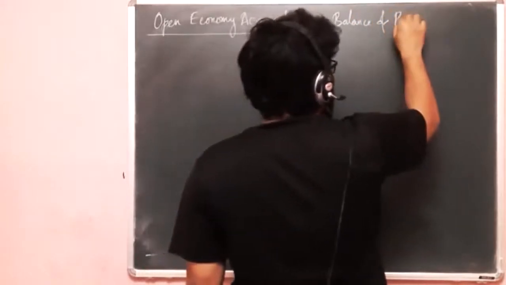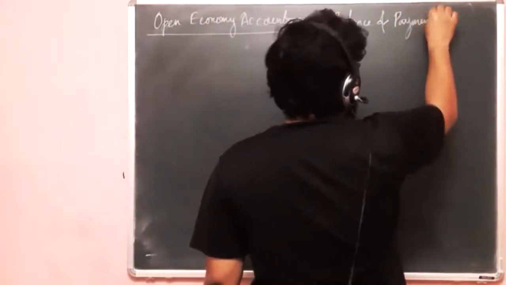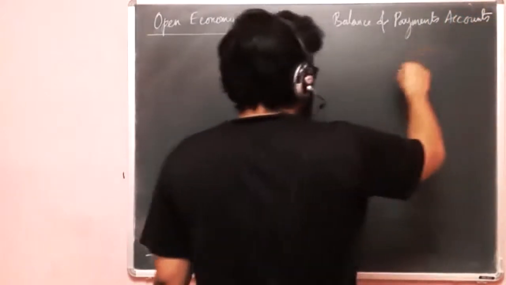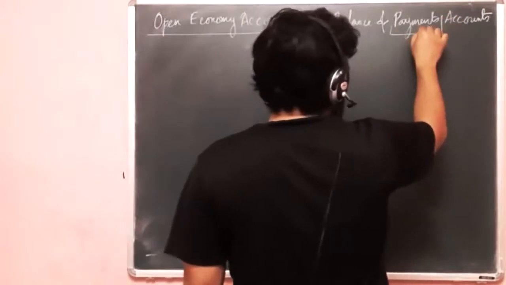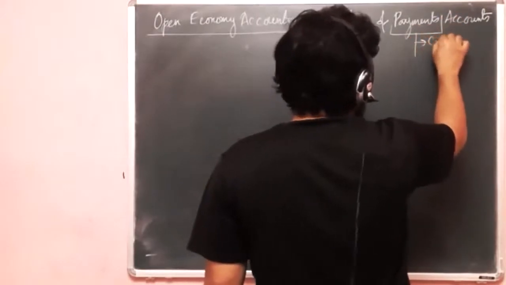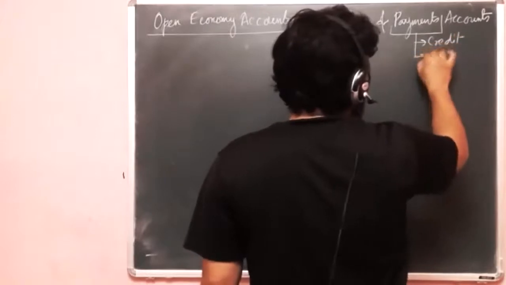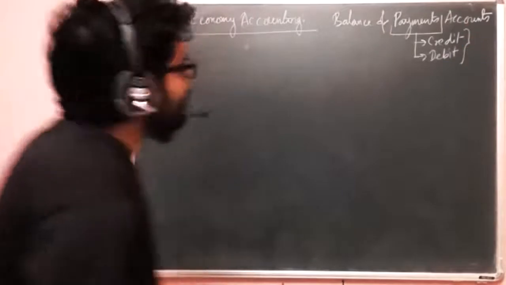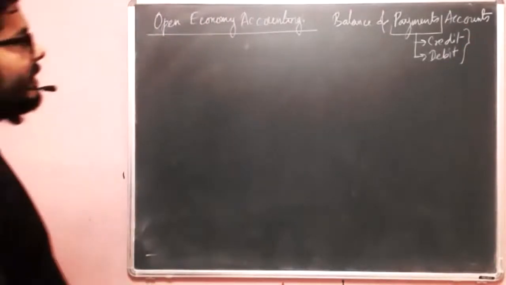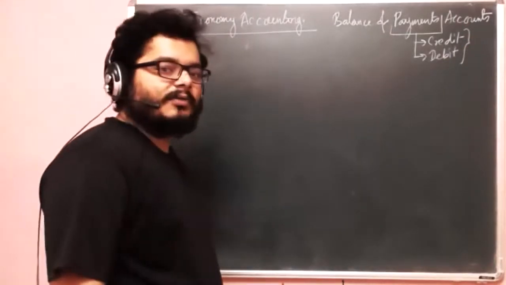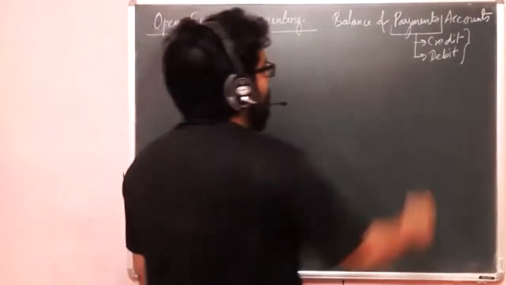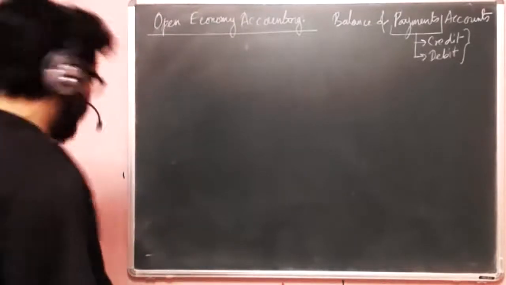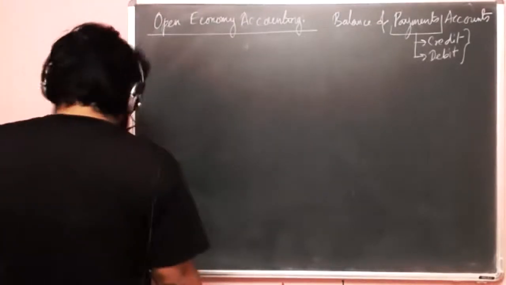Balance of payments accounts. Payments basically stands for the payments that we record in credit and also in debit. And from the principle of accounting, if all transactions are recorded properly, then this credit and debit must balance each other out. So that is the idea of balance of payments, the term.